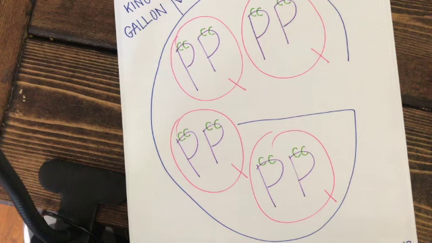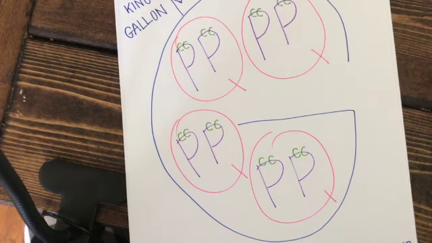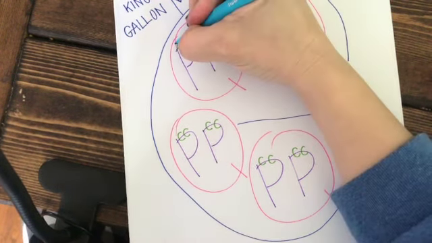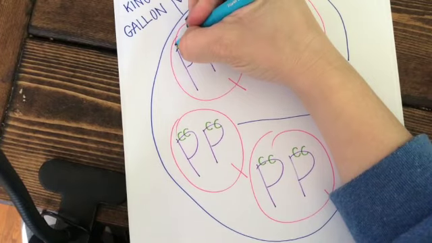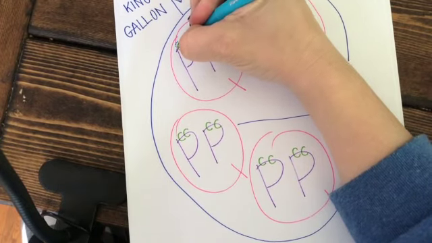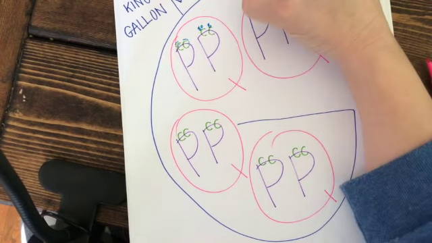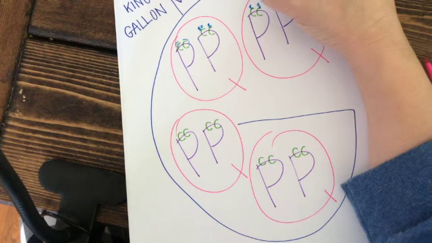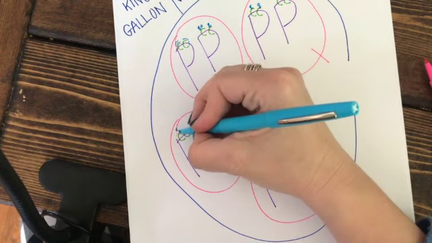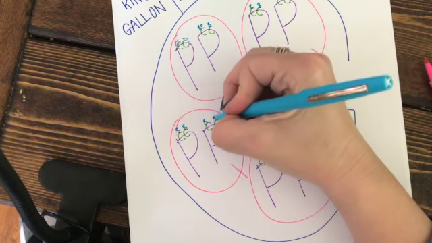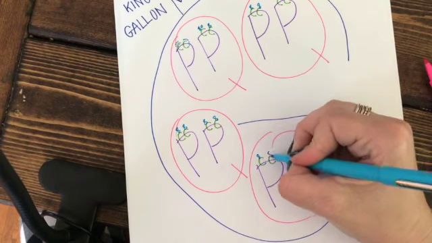Each of those crowns had 8 jewels. So 1, 2, 3, 4, 5, 6, 7, 8. Okay, I'm just gonna write 8, 8, 8, 8, 8, 8. Okay, you all get the idea. There's 8 jewels on top of each of those crowns.